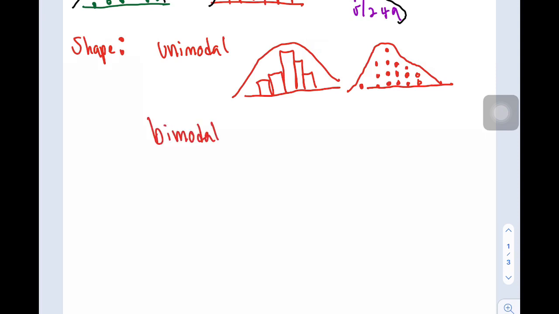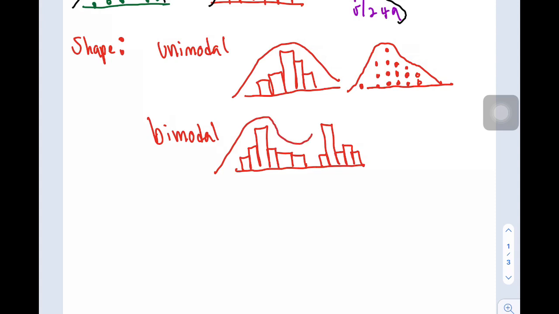Well, there's also bimodal, and I think you can probably imagine what that's going to look like. The data distribution has two peaks, or two main bumps. These are definitely more rare in statistics, but they can happen.